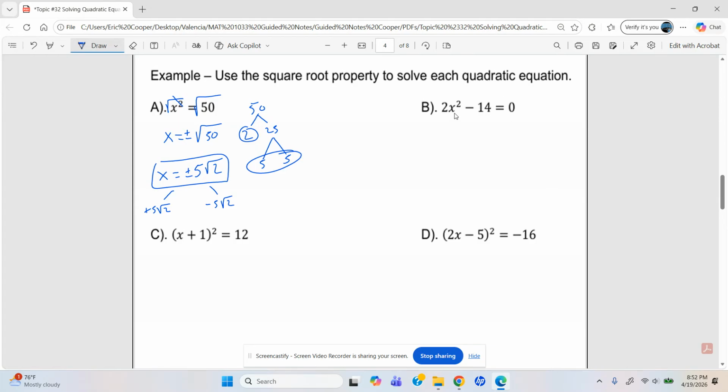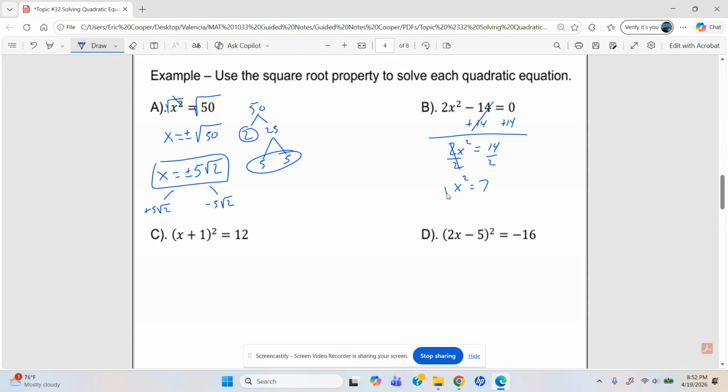For part B, we're going to unwind and solve for x squared. So we've got to work to get x squared by itself. We're going to move this negative 14 to the other side by adding it. So now we have 2x squared equals 14. We'll divide both sides by 2. We have x squared equals 7.